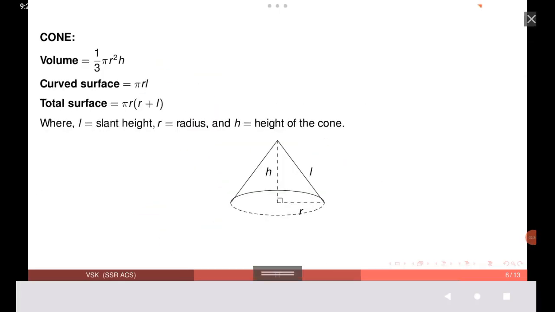In the case of a cone, there is a height H, the slant height is L, and the radius is R. The volume is given by 1 by 3 pi r square H. The curved surface area is given by pi r L, and the total surface area is given by pi r into (r plus L). So these are the formulas you will have to memorize.